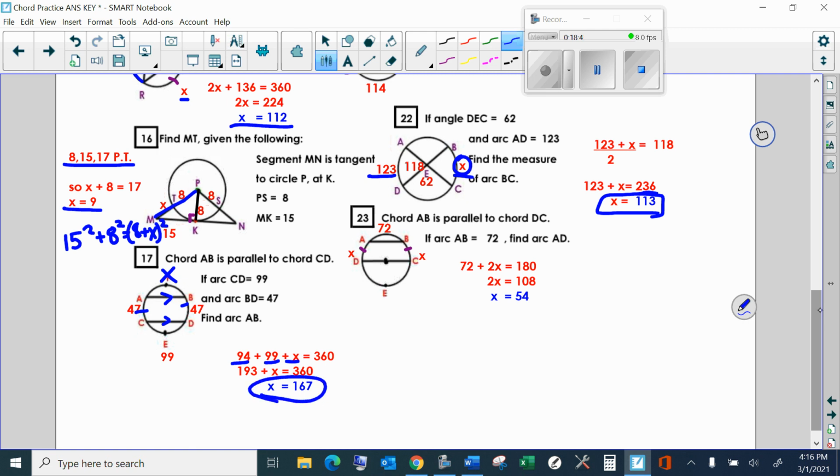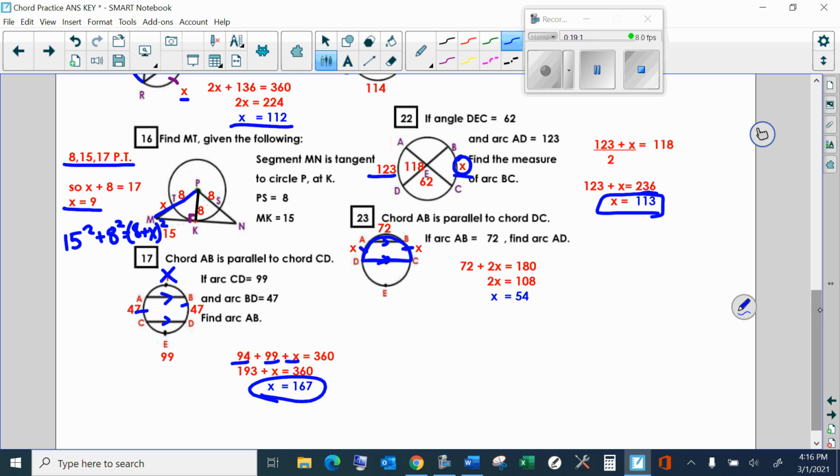Okay, last one. Chord AB is parallel to chord DC again. Remember DC is also called the diameter, the longest chord of the circle. If AB is 72, find arc AD. Well, we know that since these are parallel, these inside ones have to be congruent, so we can call them x and x. We'll put the x there and the x there. And we see that it's a diameter, so the top half adds to 180 degrees total.